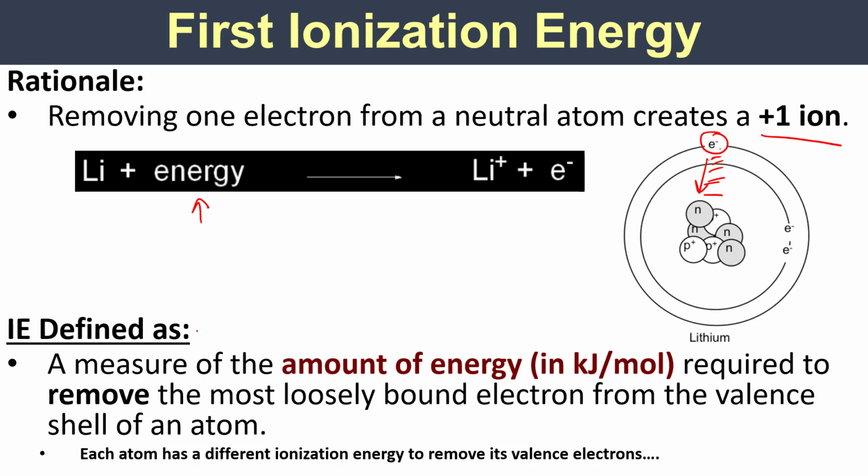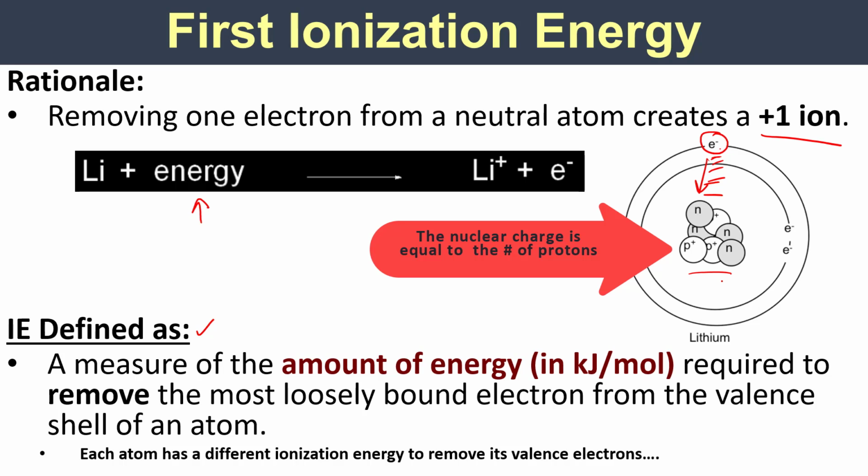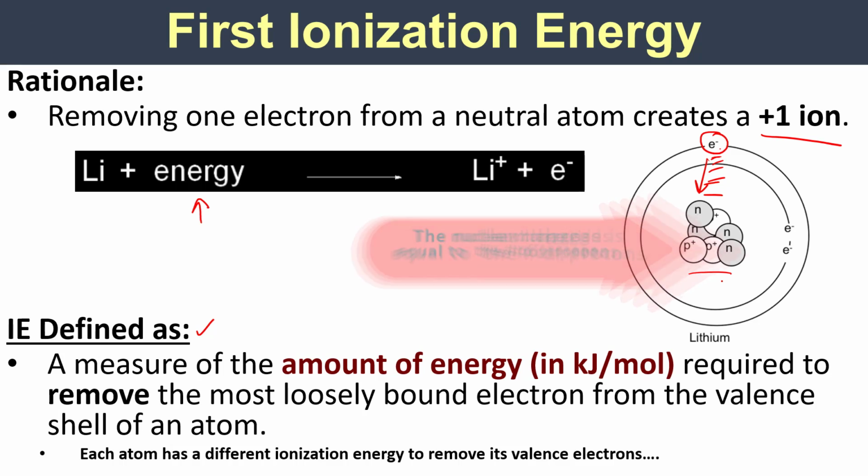So by definition, ionization energy is essentially a measurement of the amount of energy which is going to be required to remove the most loosely bound electron from the valence shell of an atom. And so as you guys will see, because the nuclear charge differs in all the different atoms that are there, each atom is going to have a different amount of ionization energy. So it's up to you to know what the trend in ionization energy is going to be.